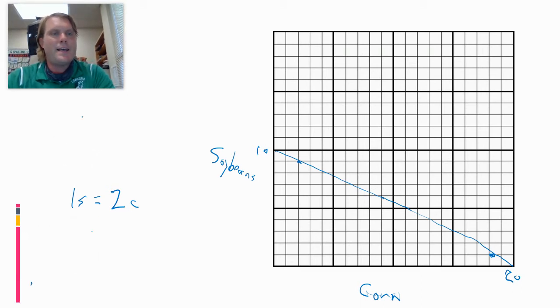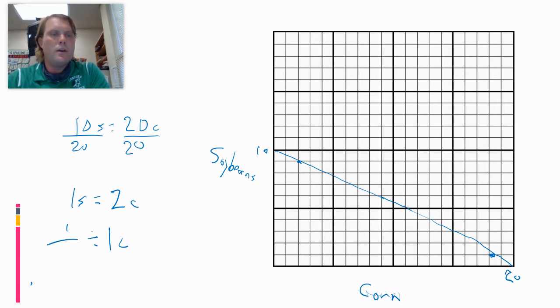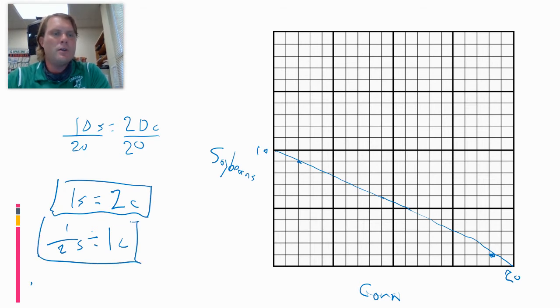Okay, so I got 10S equals 20 corn. And now I got to solve for C. So divide by 20, divide by 20, okay? That's going to equal 1 corn equals 1/2 soybeans. I'm going to put a box around these so I know what you're trying to show me, okay? So I can see your final answer. And that's how you figure out opportunity cost. So if the question was, what is the opportunity cost of producing a unit of soybeans, you would say 1S equals 2 units of corn.